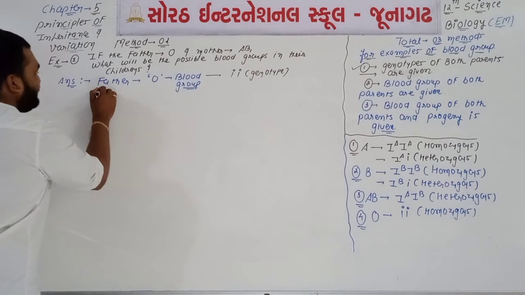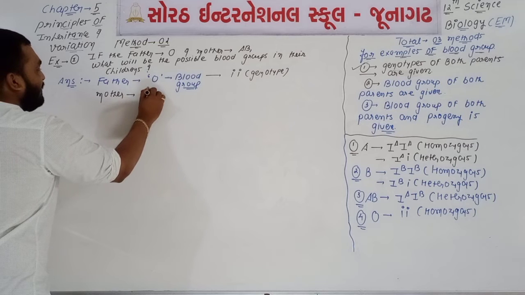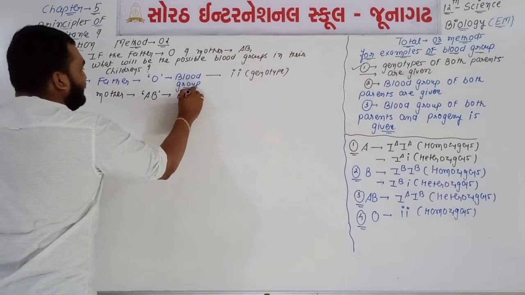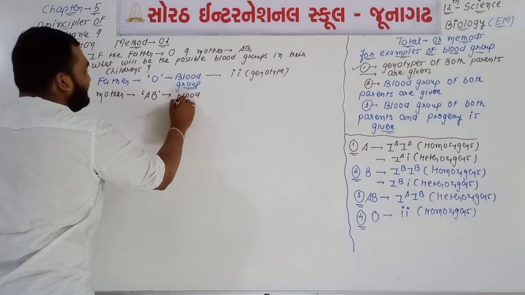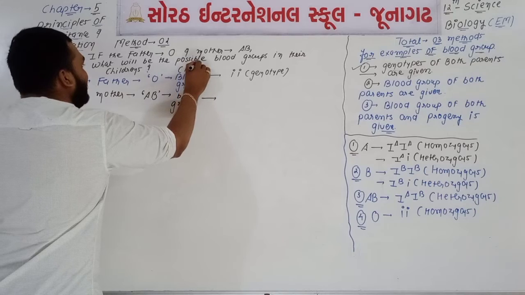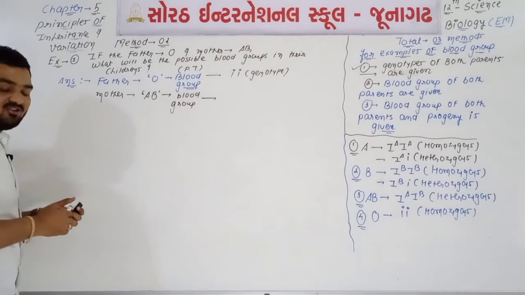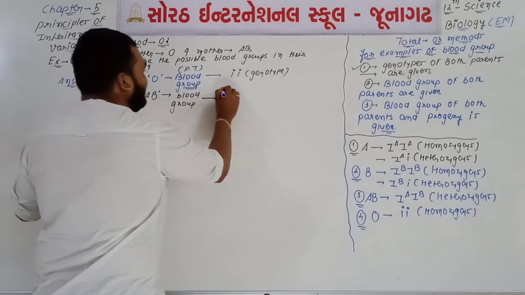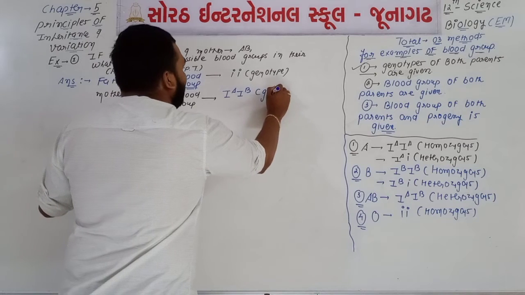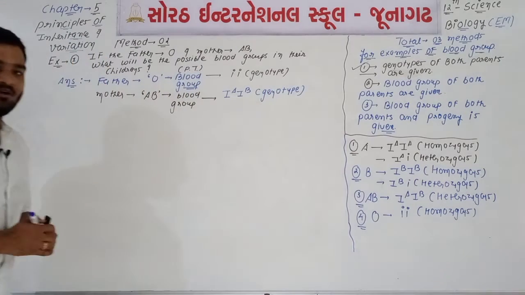While in the case of the mother, what is the blood group of the mother? The blood group of the mother is AB. AB is one type of blood group, which means AB is one type of phenotype. What about the genotype of AB? We can say that IA IB is the genotype of blood group AB. Got it? Yes or no?